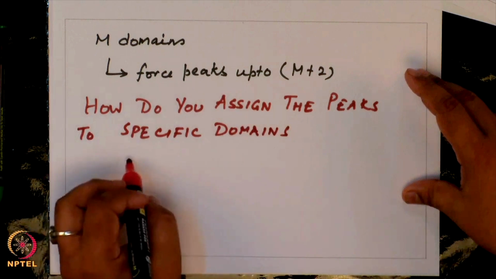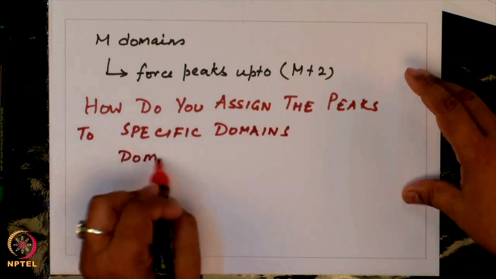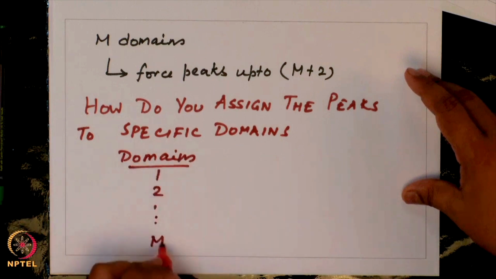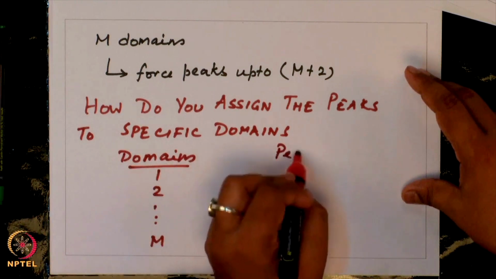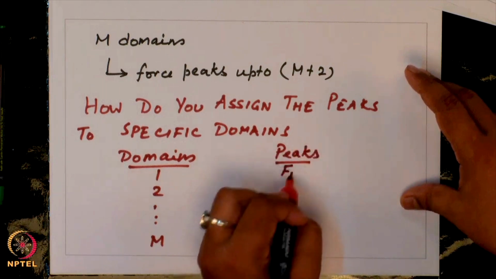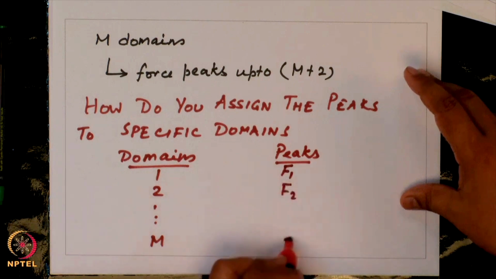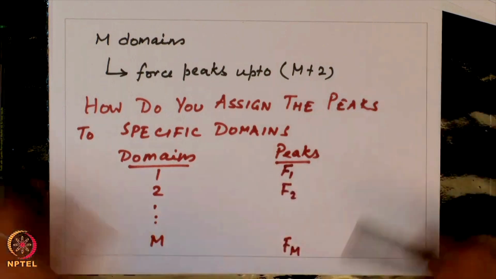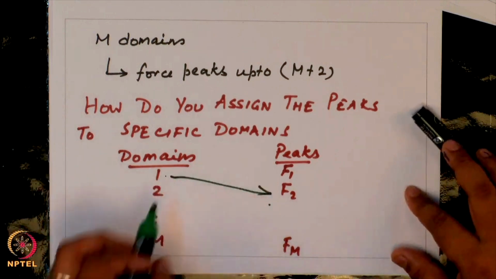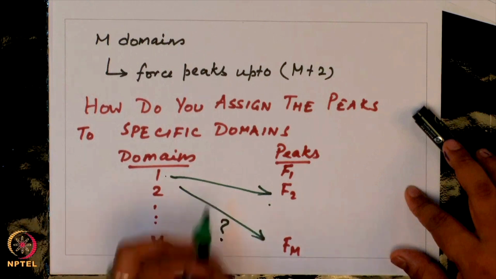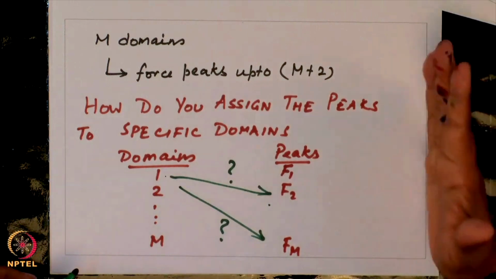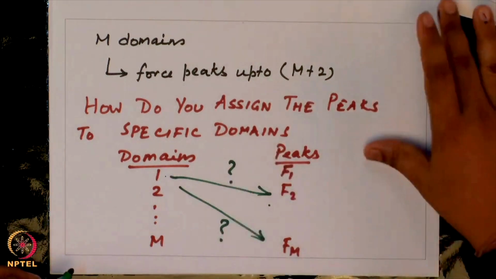In other words, you had these domains 1, 2 up to M, and you have peaks F1, F2 up to FM. You do not know whether domain 1 corresponds to, let us say, F2 or to FM. So, you do not know that. That is the challenge. How can you assign the peaks to specific domains?